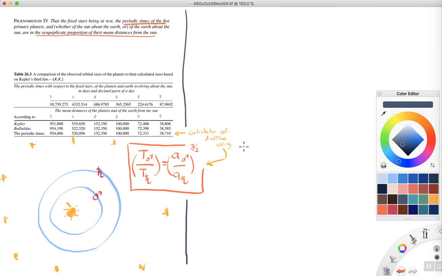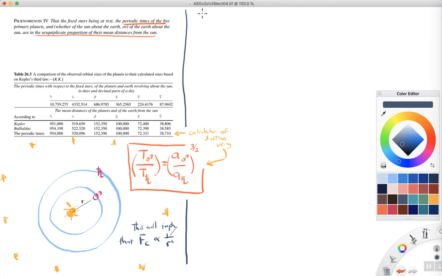And again, this is going to be important because this will imply, and this is what he's going to argue in the next chapter, that there is a centripetal force acting on the planets, and it goes as 1 over the distance squared, where r is the distance of the planet to the sun, and that's what I've referred to as A right there. Okay, so that is phenomenon 4.